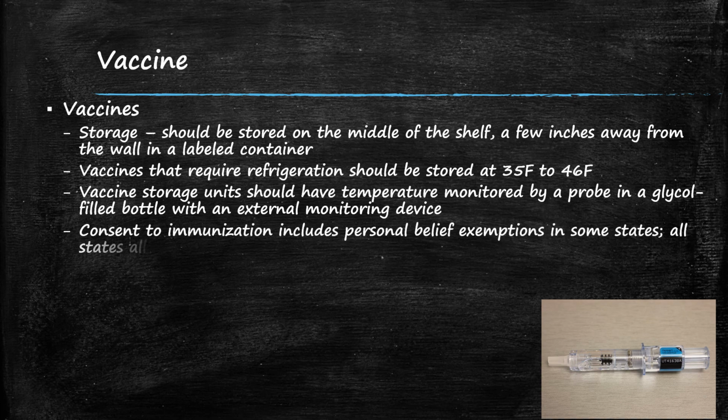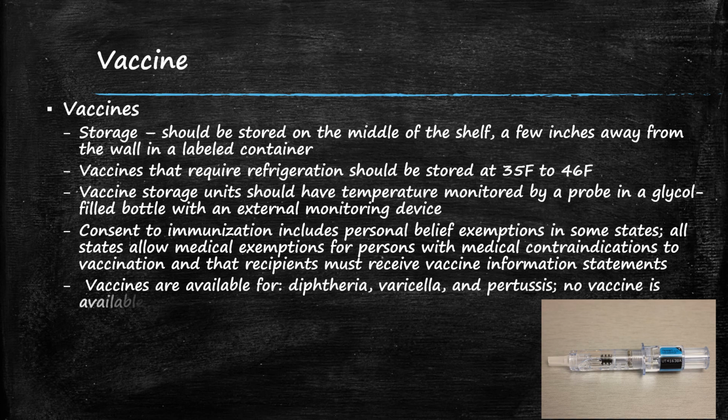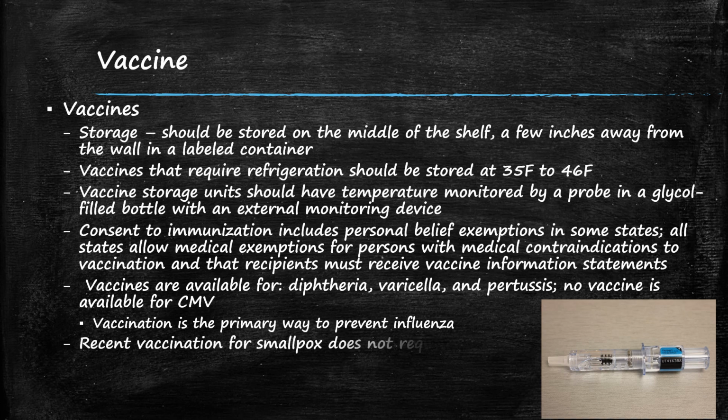We have to have consents to be immunized, and it can include a personal belief exemption, and there can be medical exemptions as well. Vaccines are available for a number of diseases, but here specifically diphtheria, varicella, and pertussis, but not CMV cytomegalovirus. Vaccination is also the primary way to prevent influenza, and a recent vaccination for smallpox does not require special isolation.